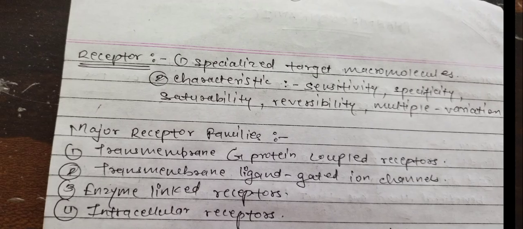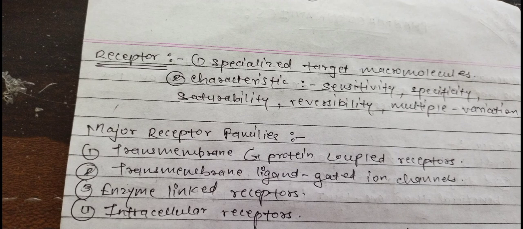Okay, so now let's see what a receptor is. You already know about receptors, enzymes, and all. So in short, a receptor is a specialized target macromolecule. The characteristics of receptors are sensitivity, specificity, saturability, reversibility, multiple variation. These are not so important.